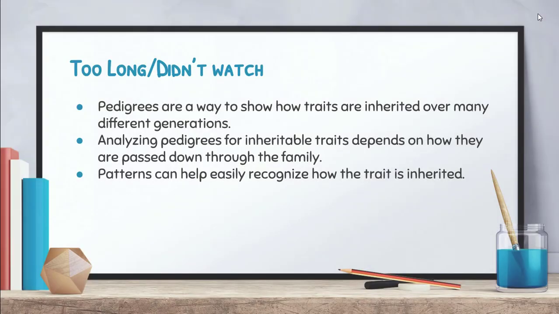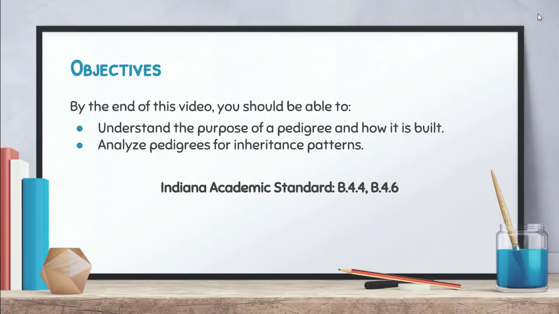So use these keys, use these ideas to help analyze pedigrees, because pedigrees are a great way to show how traits are inherited over many generations. That's the key word for the video, generations, so make sure you write that down in your video notes. Analyzing pedigrees for inheritable traits depends on how they're passed down through the family. Patterns can be easily recognized for how the trait is inherited. So hopefully you got a good idea for this, a little bit shorter video this time around.